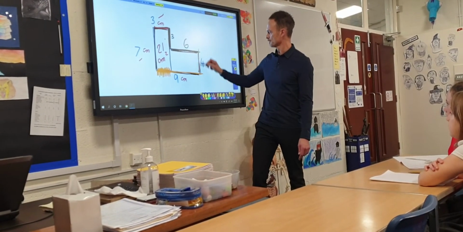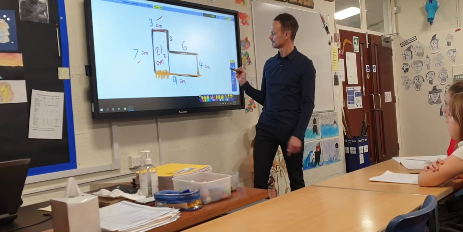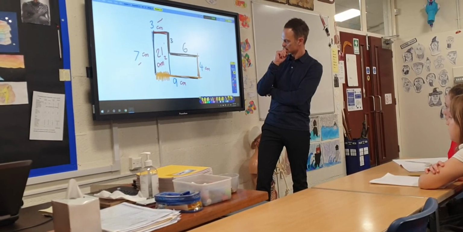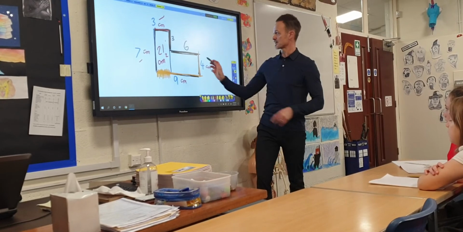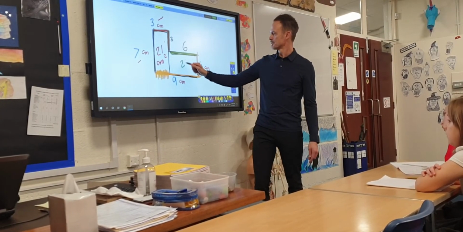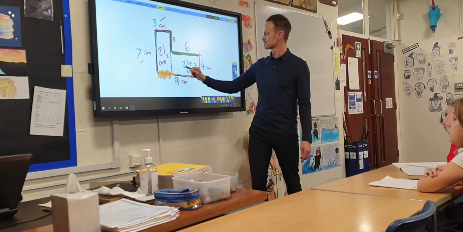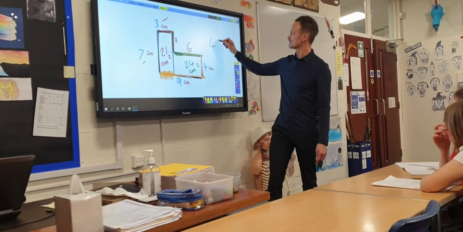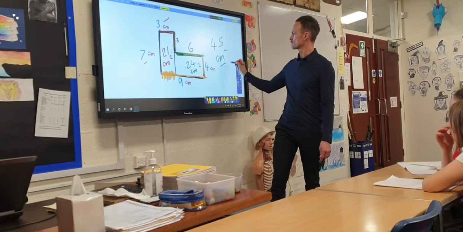I can use the 4. Coop, what's the other measurement I need? 6, yeah, the 6 at the top. So I've got 6 times 4, Coop, you're right. 24 centimetres squared, giving us a total of 45 centimetres squared.